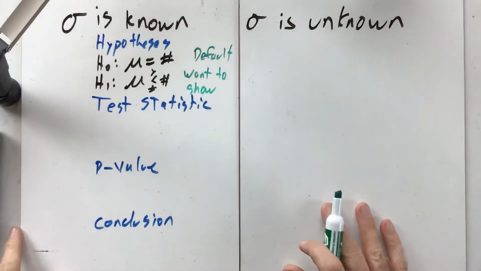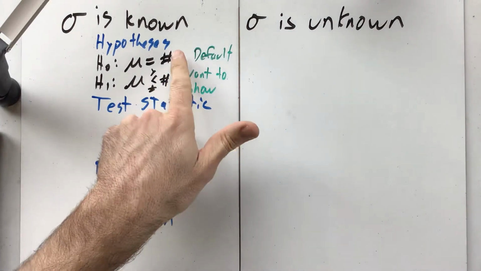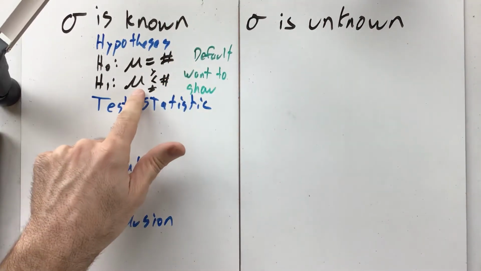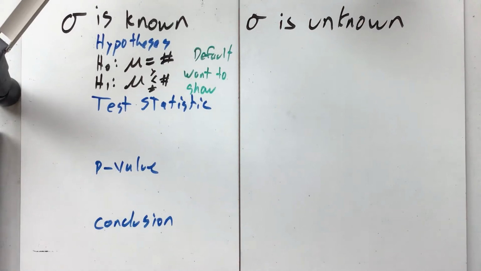Usually when you're doing a research study, this is what you really want. So if you're a professor and you're trying to show your students are doing better on the test, this is the default score on the test. What you're really hoping is that your students are scoring greater than whatever that score is on the test. So the second one is usually what you want.